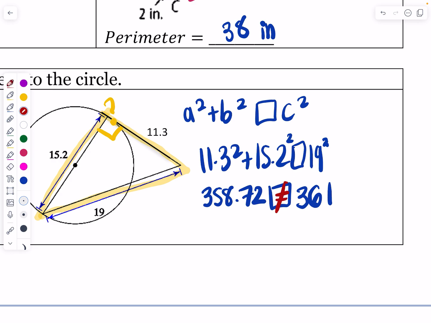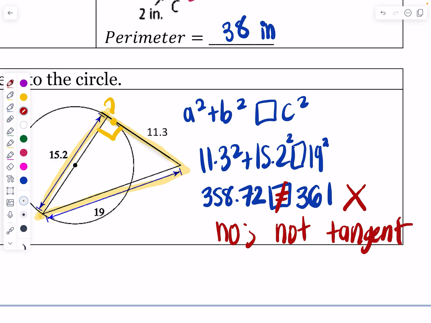And so is this tangent? This is not going to be a tangent line. So this would be a no. This is not a tangent line, meaning that this is not a right angle and this line right here is not tangent.